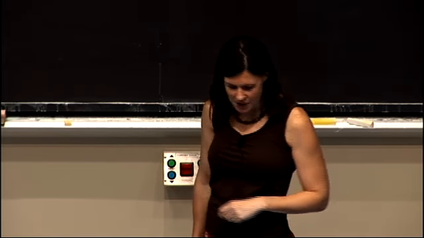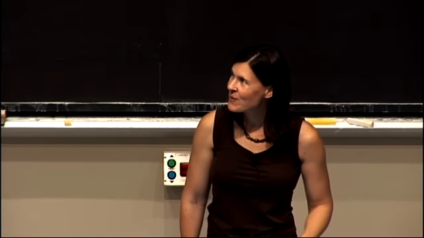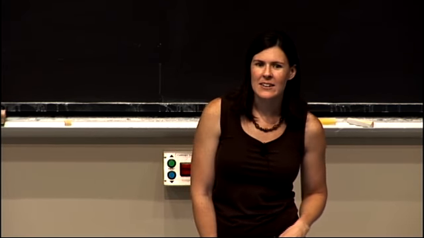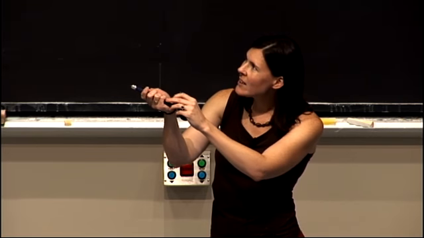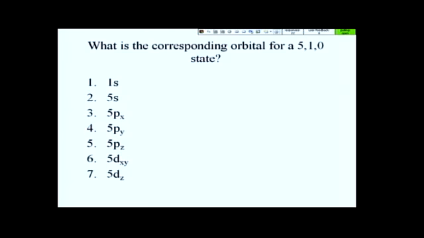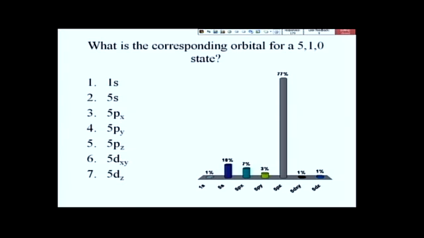Let's switch to a clicker question and just confirm that that is, in fact, true. So what's the corresponding orbital if we talk about this state, 5, 1, 0? And you can go ahead and give 10 seconds on that. I'll have to try these new timer functions for you. Okay. All right, 77%.